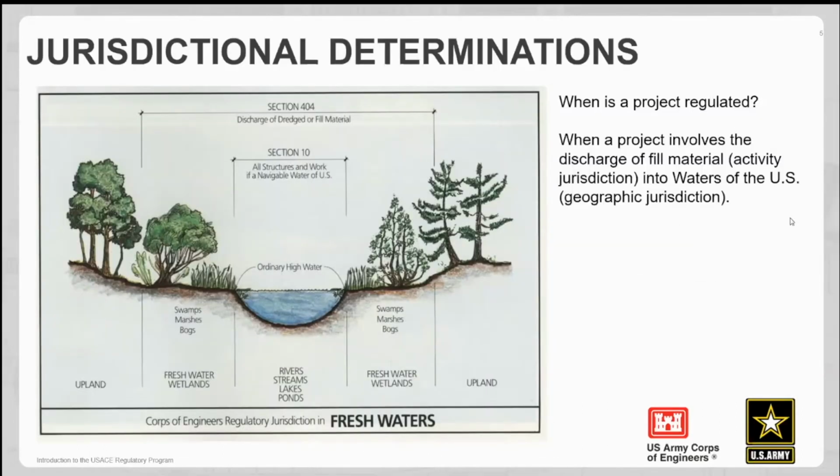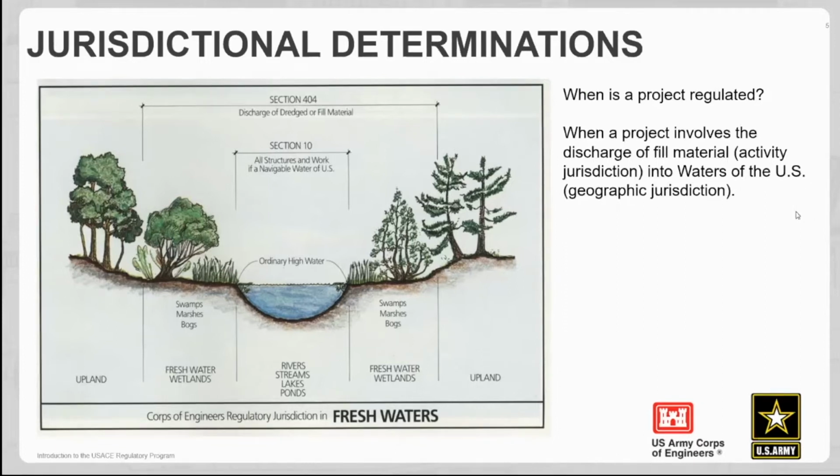On the flip side, there's a few activities that we don't regulate, such as above ground vegetation clearing, for example. So that activity is not regulated. So even if you're doing above ground vegetation clearing in a geographically jurisdictional resource, such as a wetland, you've not triggered both parts of this test. Still no permit required. A permit would be required if you are going to discharge that fill material into geographic waters of the U.S., such as rivers, streams, lakes, ponds, wetlands.